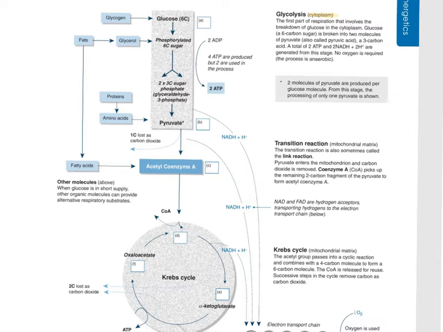That's why you breathe. You're taking oxygen in so that you can use it in the electron transport chain, and you're breathing out carbon dioxide so you can get rid of your carbon. That's it.